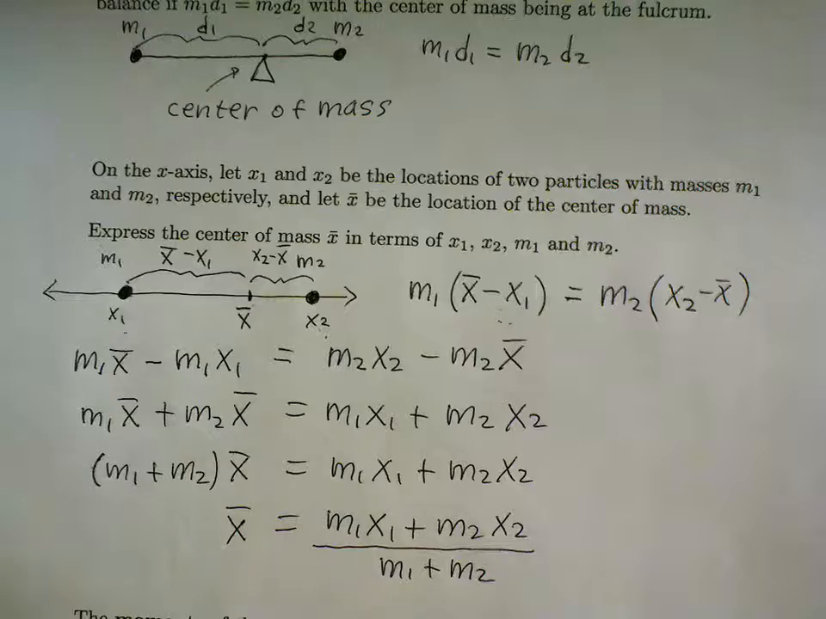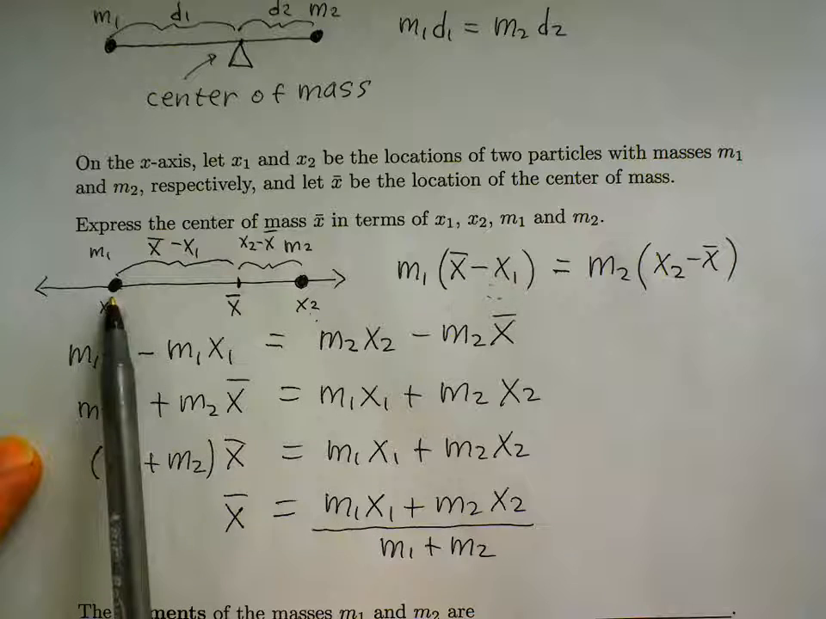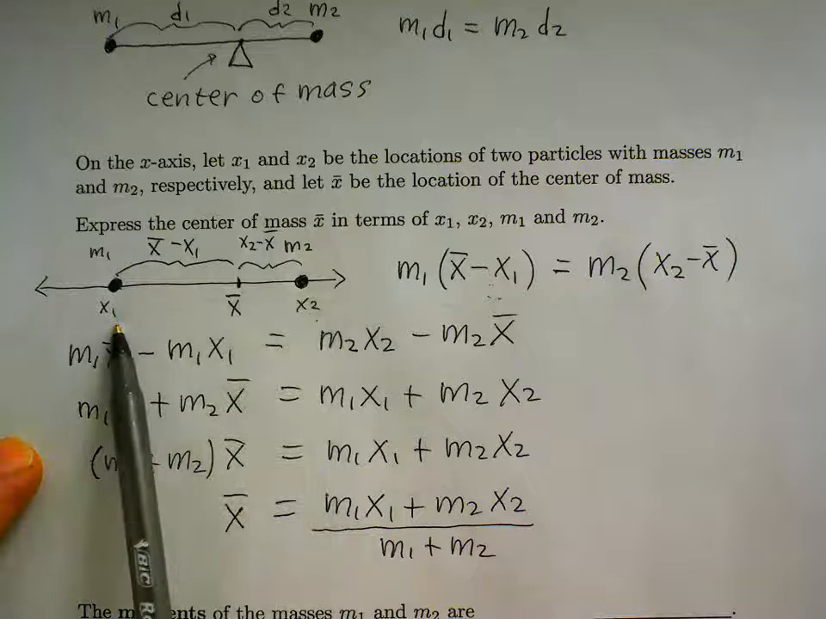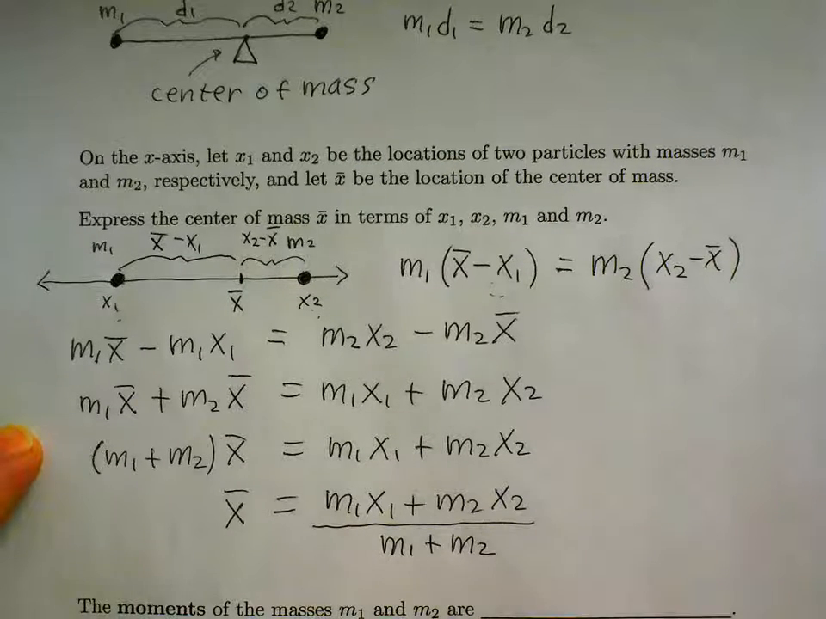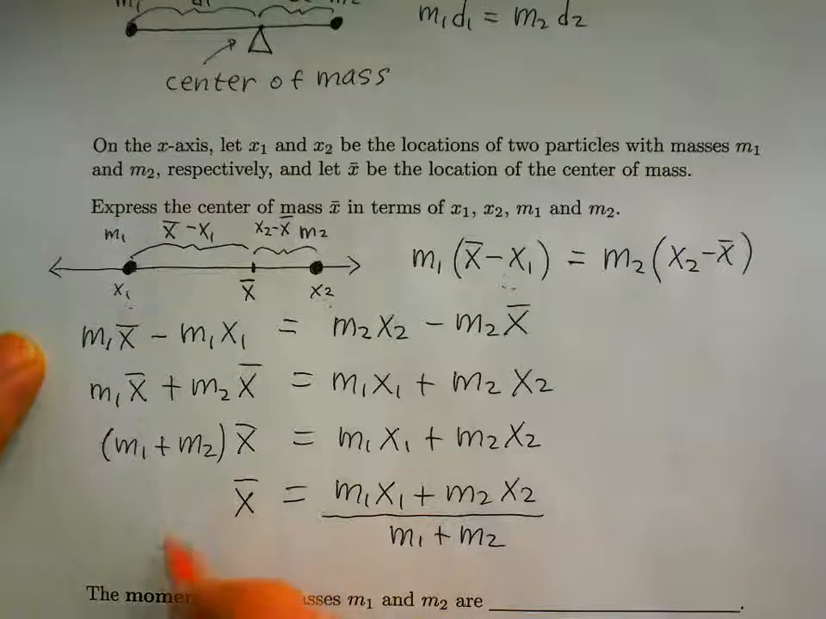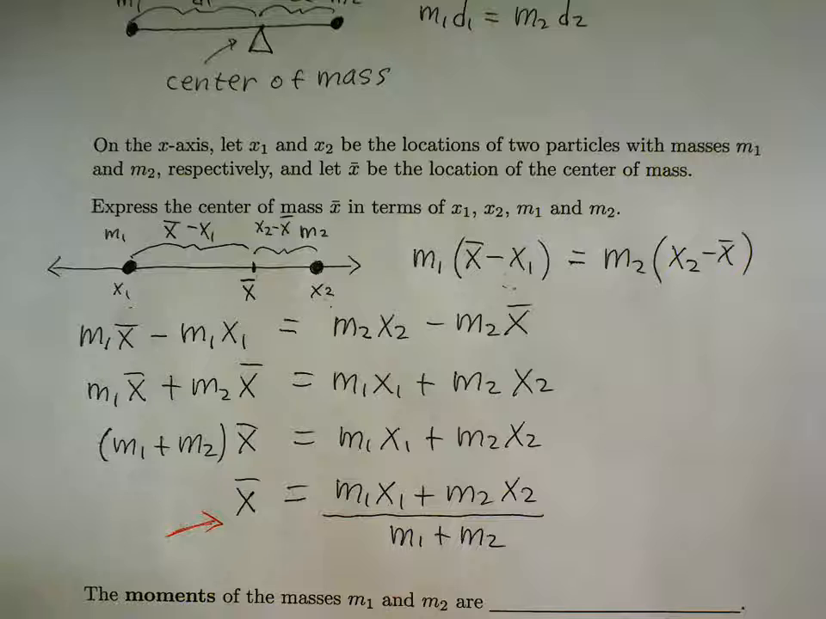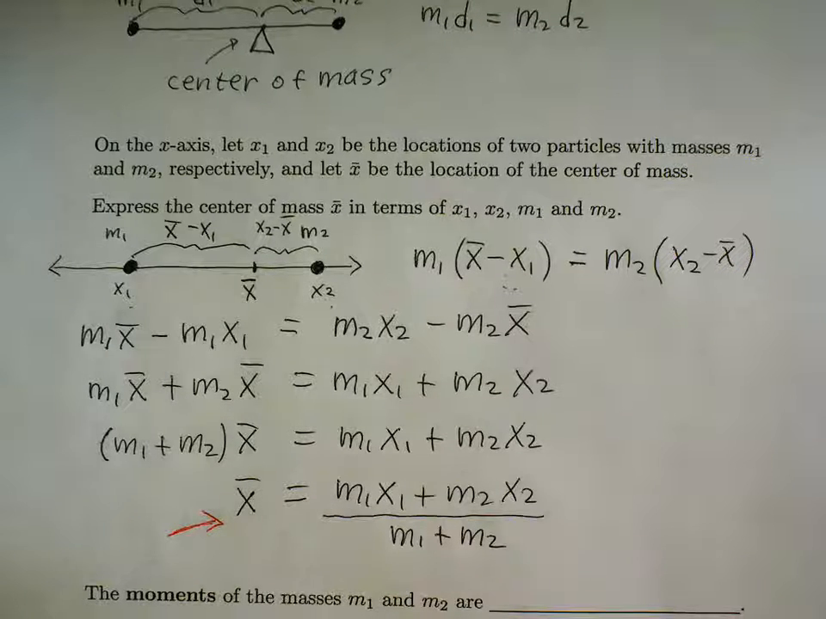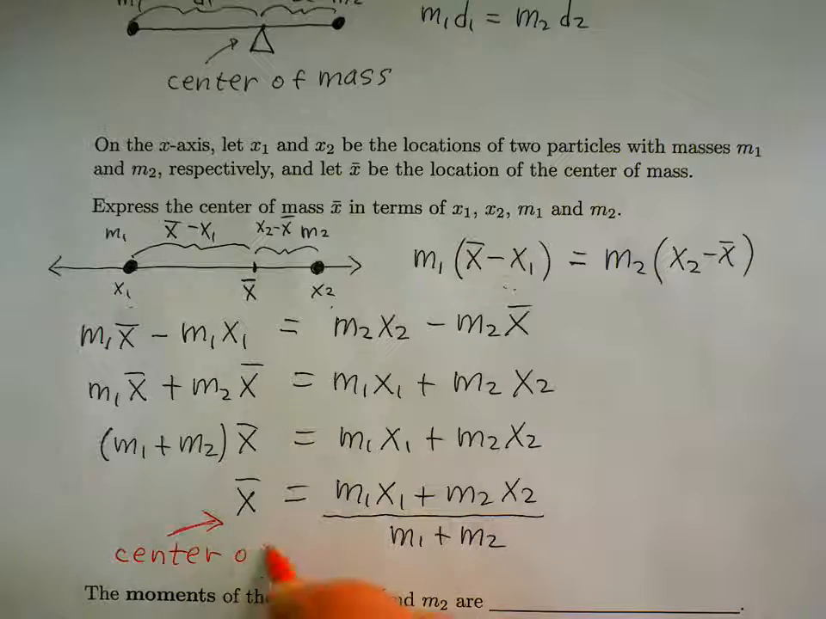Okay, but remember what x bar is. X bar is the center of mass of those two particles positioned at x1 and x2. Okay, so that's the formula for the center of mass if you have particles on the x-axis, or center of gravity, if you want to call it that.